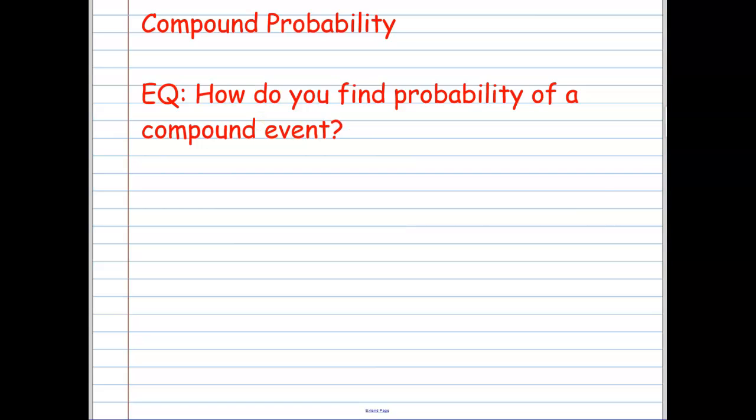All right, so that's what we're going to look at, compound events. What are the chances of little sister winning that sock monkey? So go ahead and hit pause and add a new entry to your notebook or piece of binder paper. The title is Compound Probability, and our essential question is, how do you find the probability of a compound event?